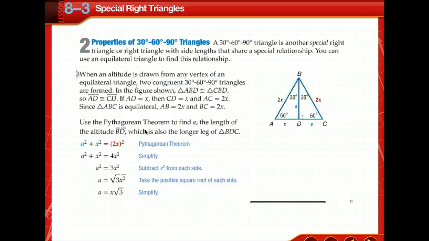Now there's properties of a 30-60-90. Now, a 30-60-90 is another special right triangle, or right triangle with side lengths that share a special relationship. When an altitude is drawn from any vertex of an equilateral triangle, two congruent 30-60-90 triangles are formed. This is the algebraic proof that verifies the 30-60-90 triangle theorem.